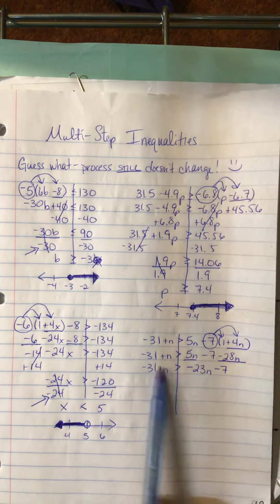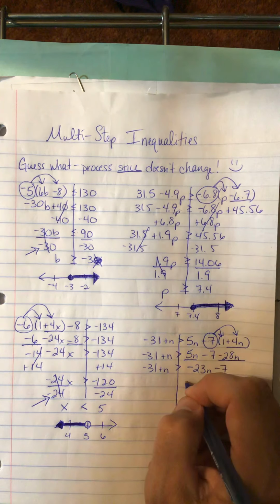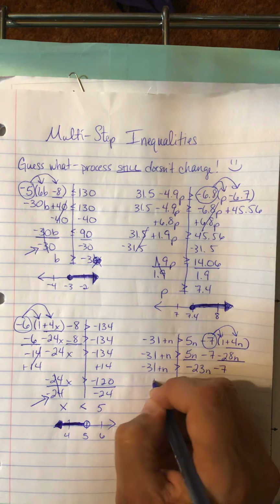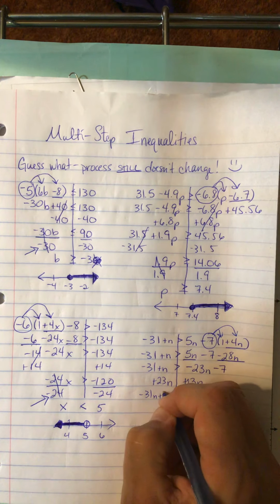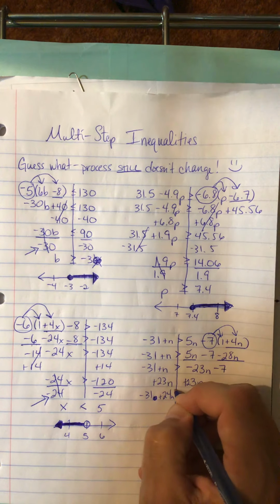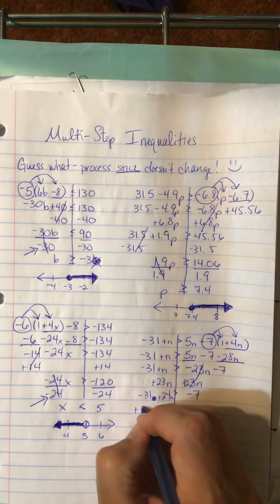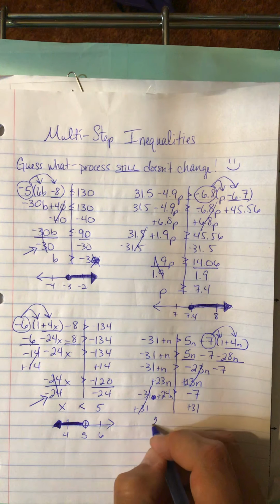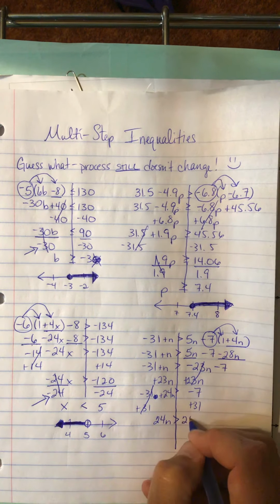Since I've got variables on both sides, I'm going to move the smaller variable. -23n is the smaller variable, so the inverse of negative is positive. So I'm going to add 23n to both sides. Oops. -31 plus 24n is greater than -7. I'm going to add 31 to both sides. 24n is greater than 24.